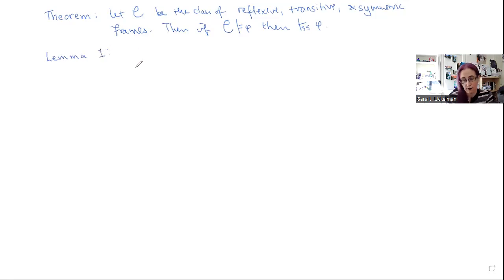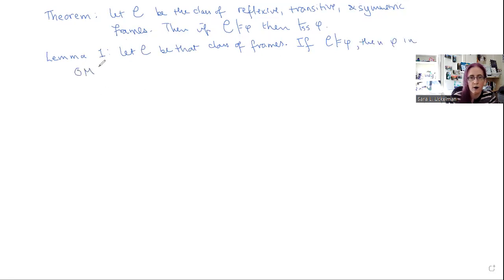The first one, the one we'll prove in this video, is: let C be that class of frames. We're going to show that if phi is valid on the class of frames, then phi in ordered modal conjunctive normal form passes the test. So this is step one of the proof of the entire theorem.